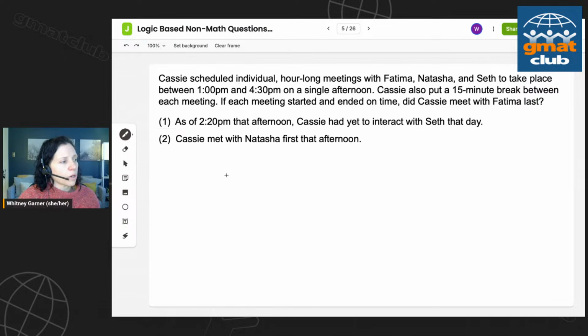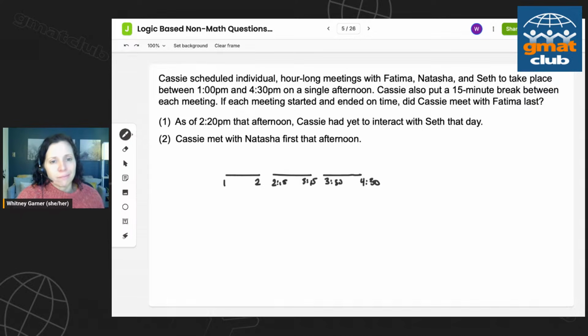It might be nice to organize it like, okay, I've got 1, 2, 3 people, these 3 folks. And each meeting starts at 1 and the last one ends at 4:30. And so I might think about when each meeting would start. These are 1 hour long meetings. So this will be a meeting from 1 to 2. This meeting would start at 2:15 and go to 3:15. And then this meeting will go from 3:30 to 4:30. So we've got 3 meeting slots.